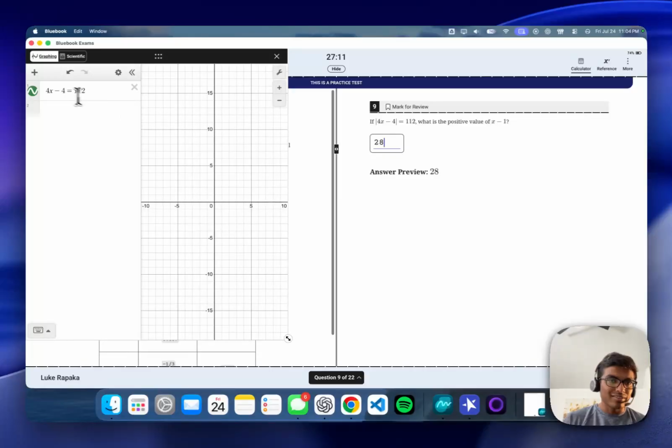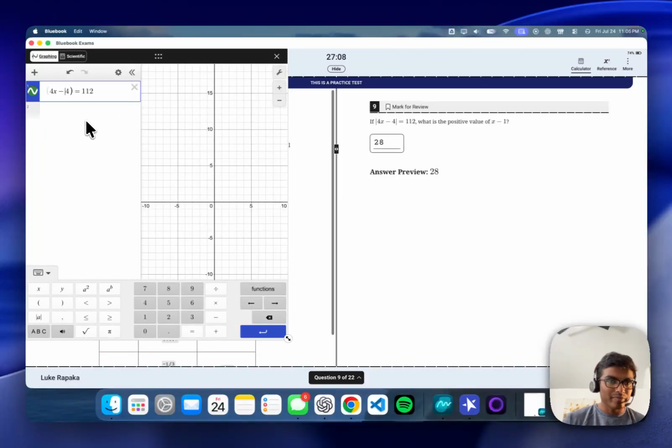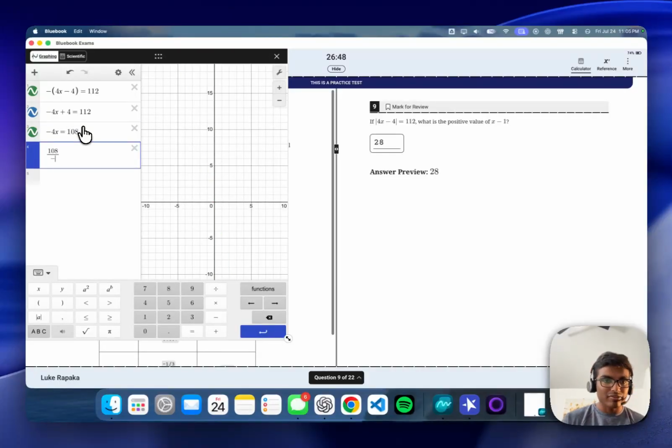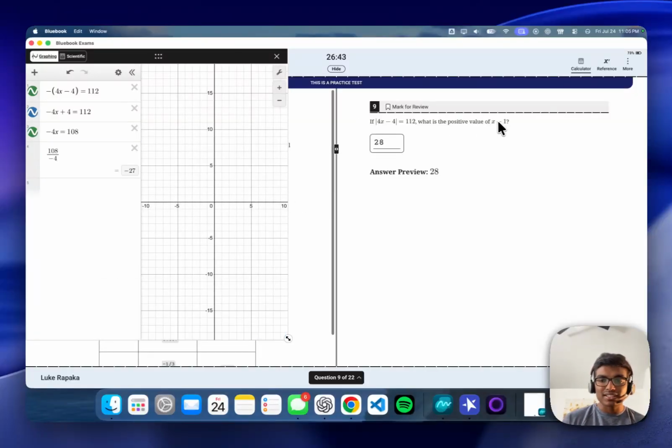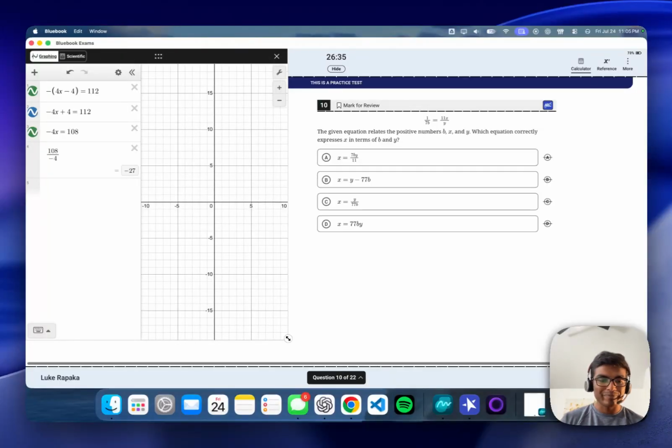Just for fun, let's see if this was negative. So we would have negative 4x plus 4 equals 112. We would subtract 4 this time, so negative 4x equals 108. Then we divide 108 by negative 4, which gets us negative 27. And so negative 27 minus 1 would be negative 28. That's incorrect though, because it's asking for the positive value. So the answer would be positive 28.